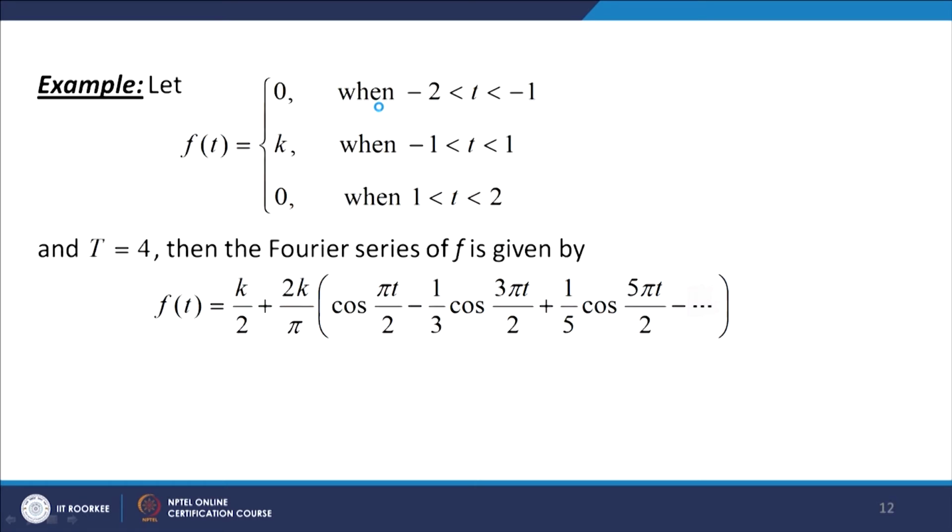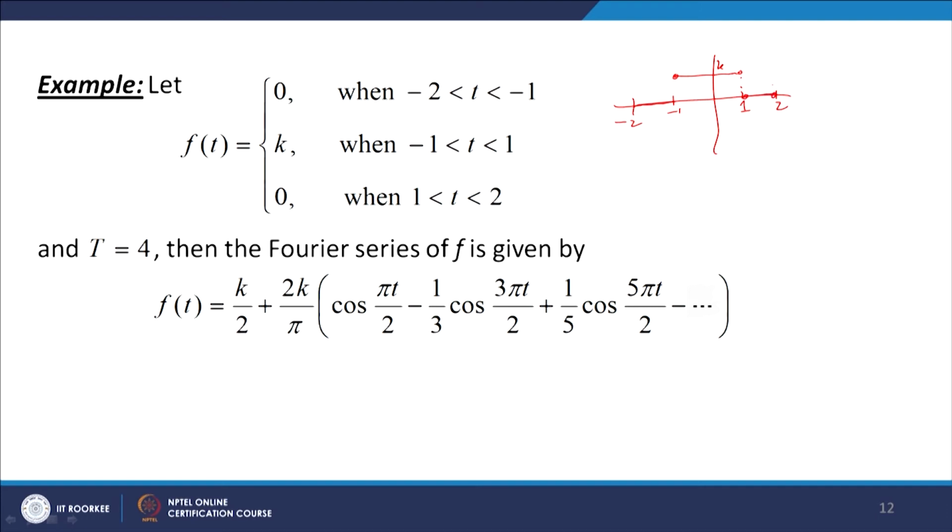Now, let us say for example we have this function: 0 when minus 2 less than t less than minus 1, k when minus 1 less than t less than 1, 0 when 1 less than t less than 2. Let us draw the graph of this. So, here this is your minus 1, minus 2. So, from minus 2 to minus 1 the function is 0, and when minus 1 to 1 it takes value of k, and from 1 to 2 also it is 0, this one.